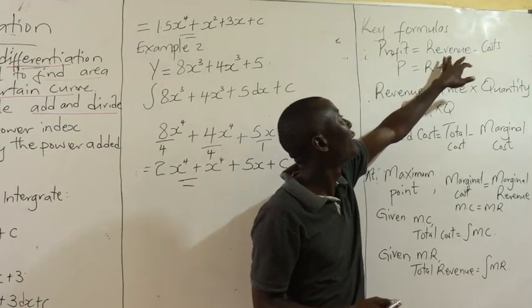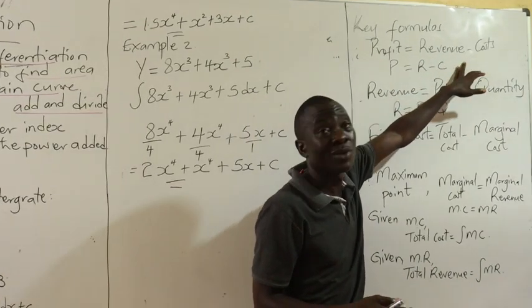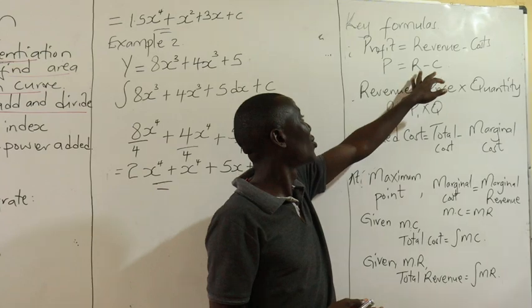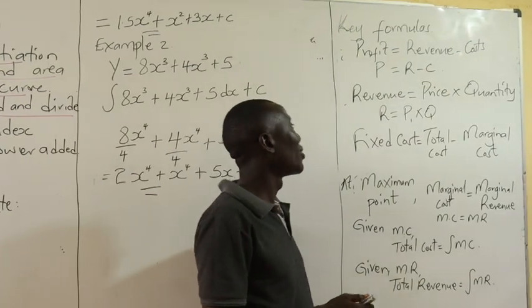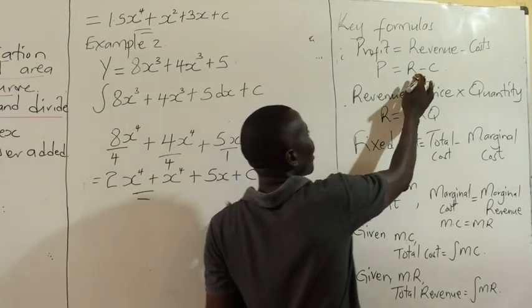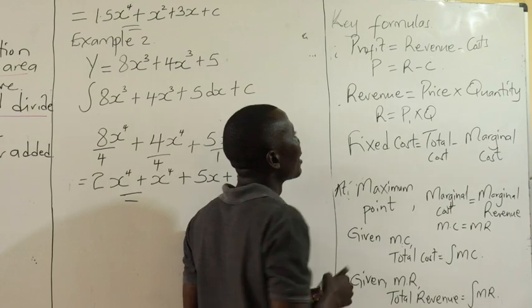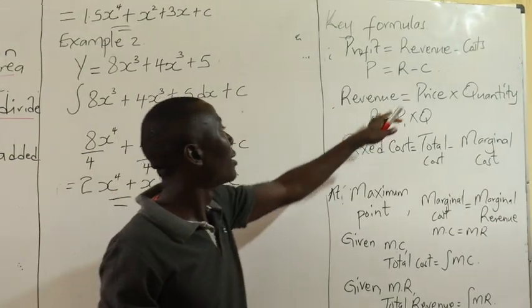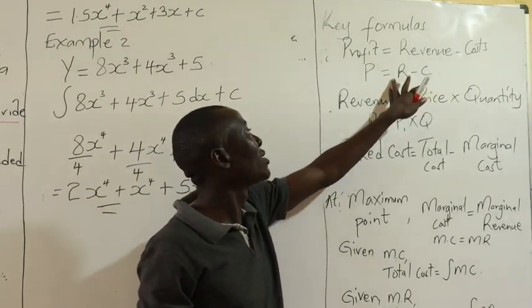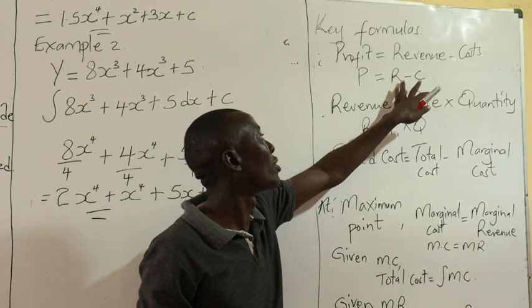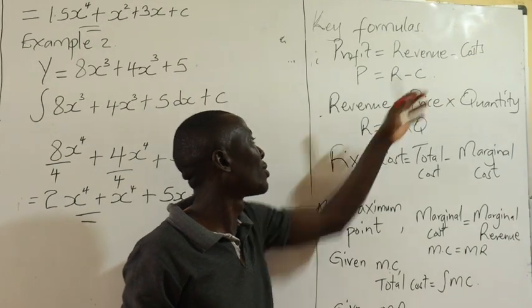The first thing that you are supposed to know is that in business, profit is calculated by finding the difference between the total revenue and total costs, which is profit equals total revenue minus total costs. Now, revenue is abbreviated as R, then the cost as C. Sometimes we use TR, meaning total revenue, and TC, meaning total cost.